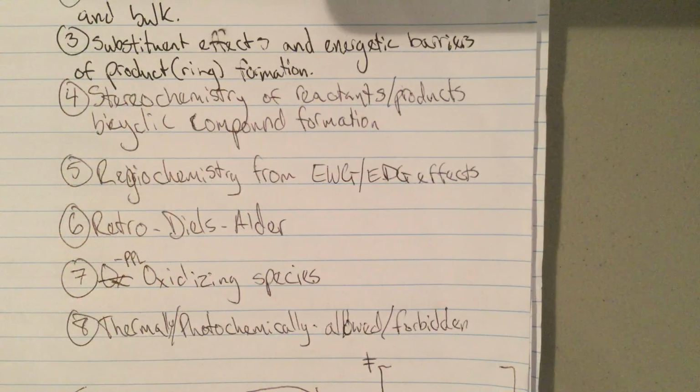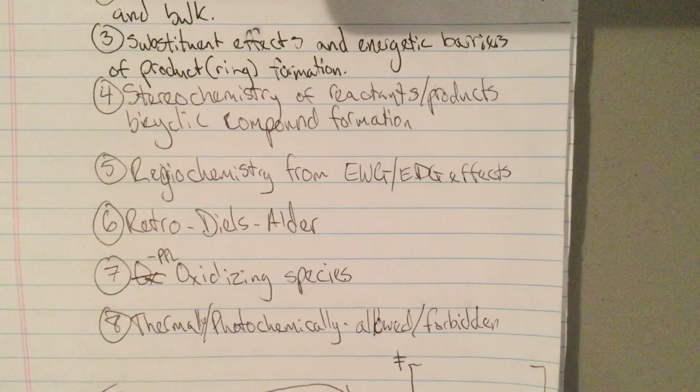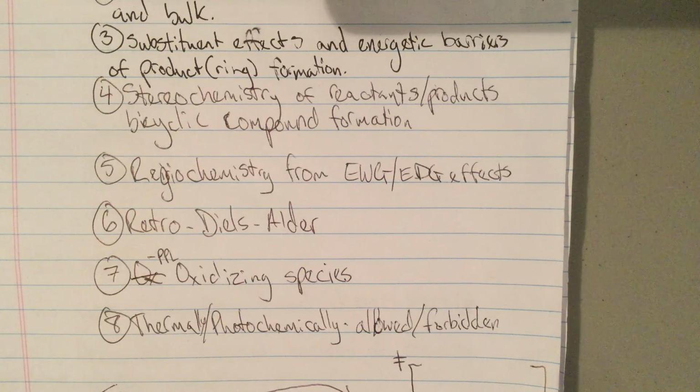Then oxidizing species, so we're just going to go briefly over some of those, where you can form a cis diol or other species, as well as breaking up double bonds. And then lastly, we're going to go over thermally or photochemically allowed and forbidden dimerization or some kind of sigmatropic rearrangement, if you will.